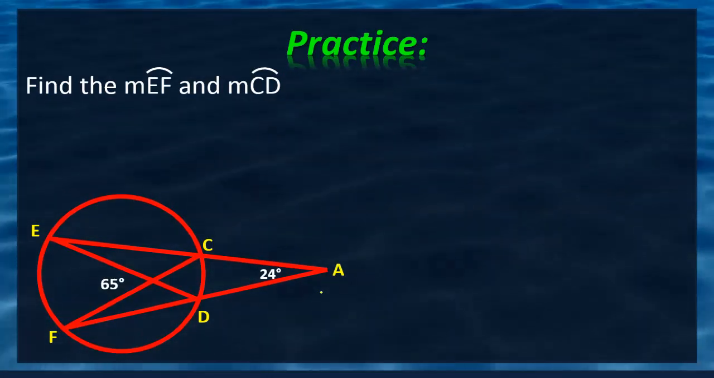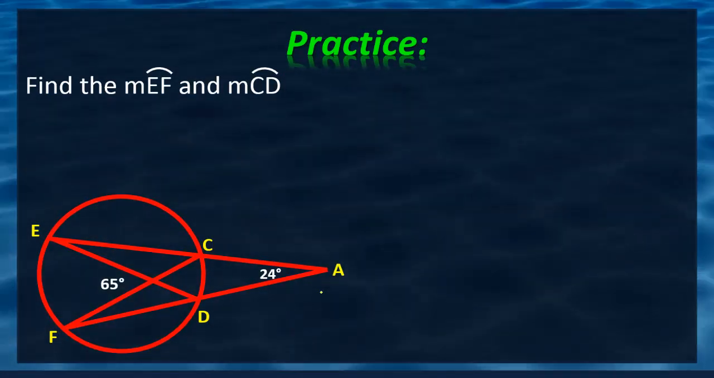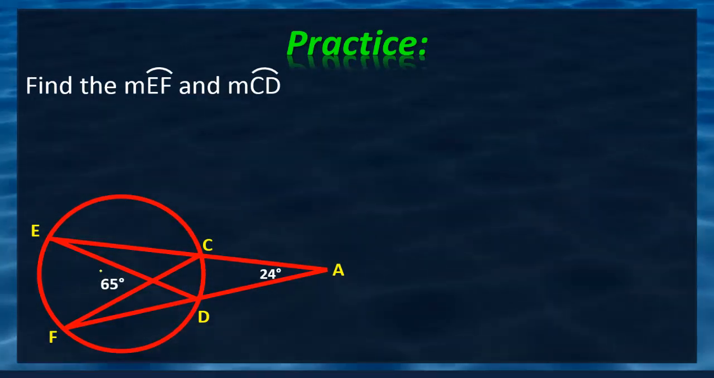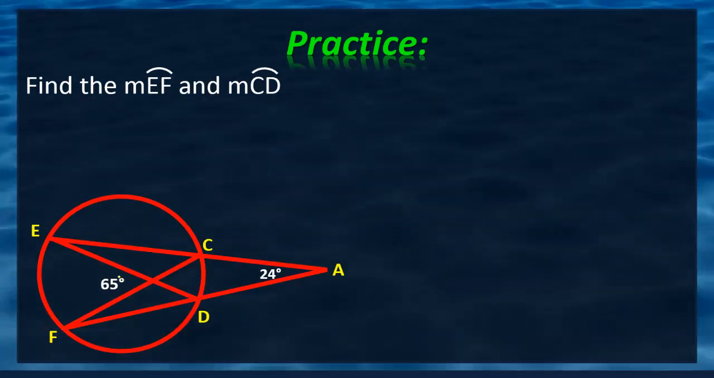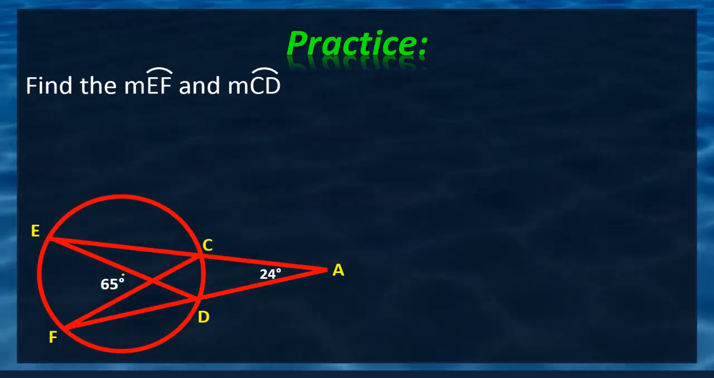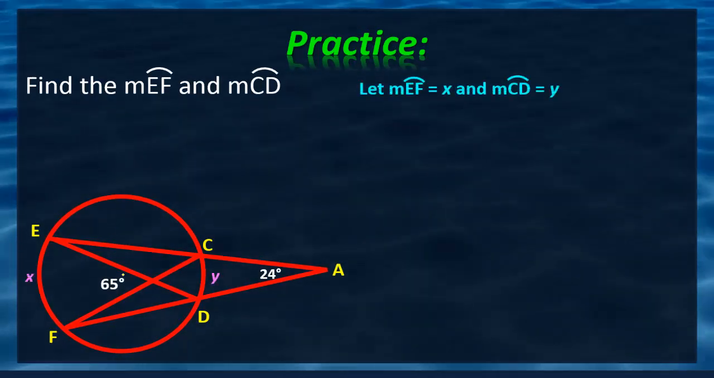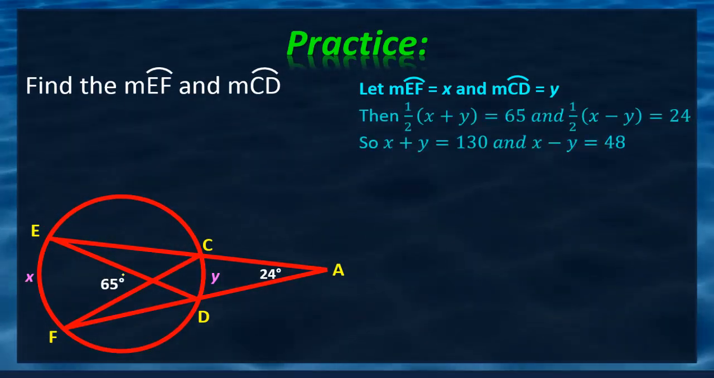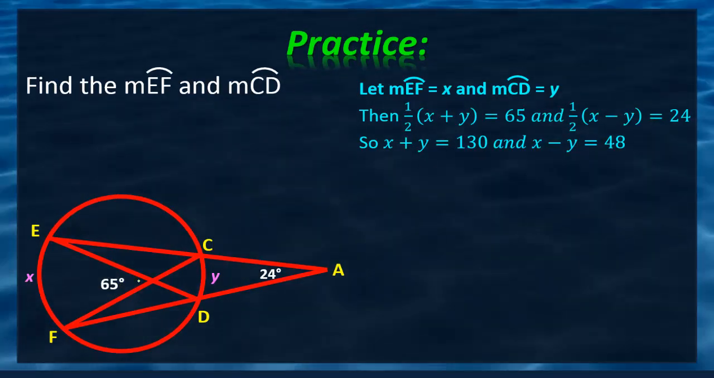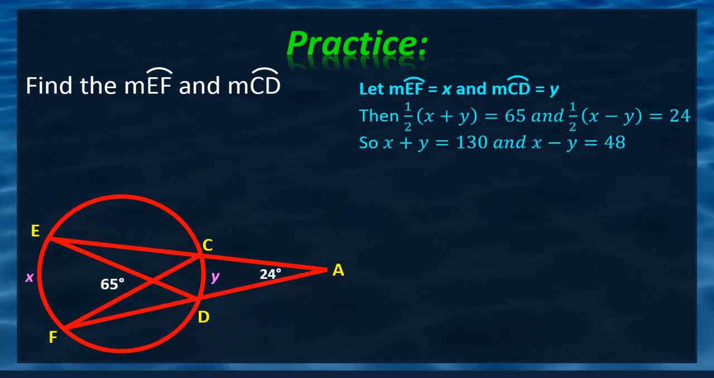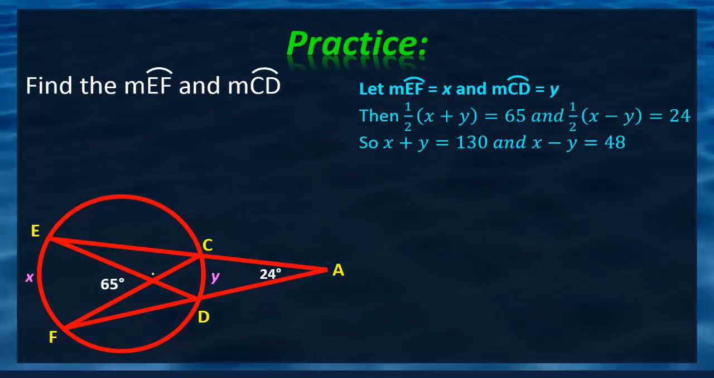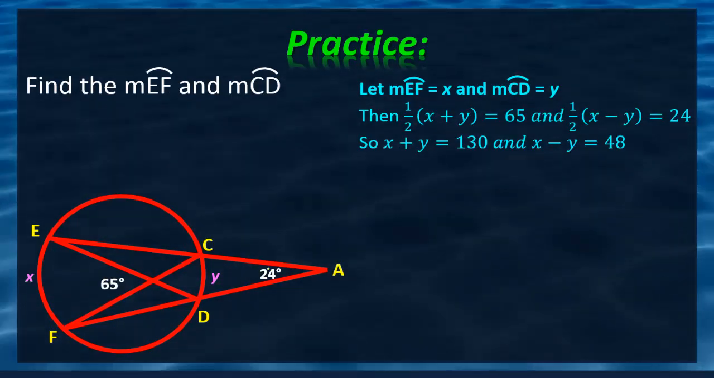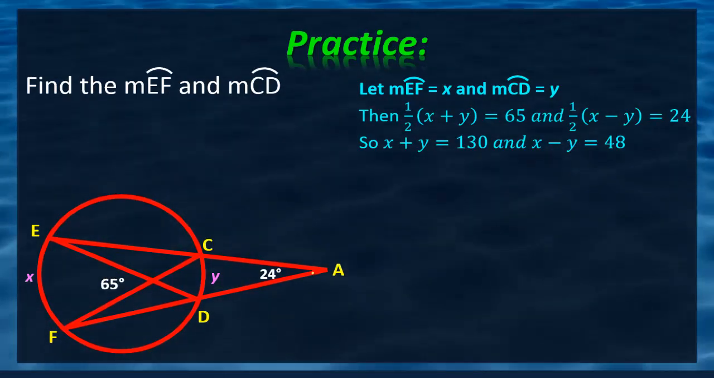So we need to find the measure of arc EF and the measure of arc CD. And we're given that this is 65 degrees, and this is 24 degrees, and this is not at the center of the circle, okay? Should be obvious from looking at it, but I'm just letting you know that. So let's say that the measure of EF is X, and the measure of CD is Y. We can then say that 1/2 of X plus Y equals 65, okay? Because remember, inside the circle, we add the 2 arcs, divide by 2, and 1/2 the difference of the arcs, X and Y, equals 24 because this vertex is outside the circle.